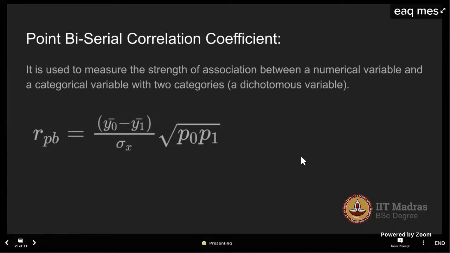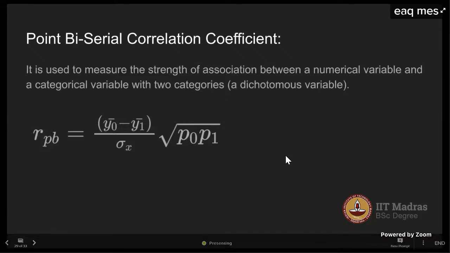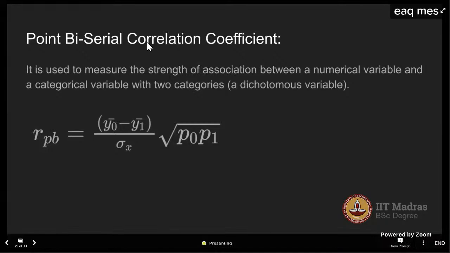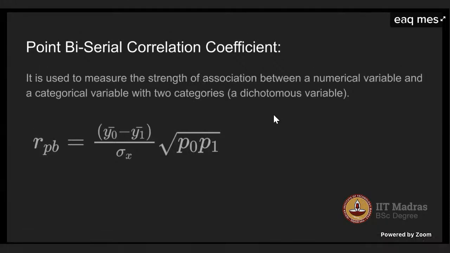Okay. Sir, in the question, if nothing is mentioned, then we'll find the population? Like what type of question? Yes, I saw the practice assignment. There is no mention of sample or population. No, I'm telling you the formula for the point biserial correlation coefficient is that you have to divide by the population standard deviation always.